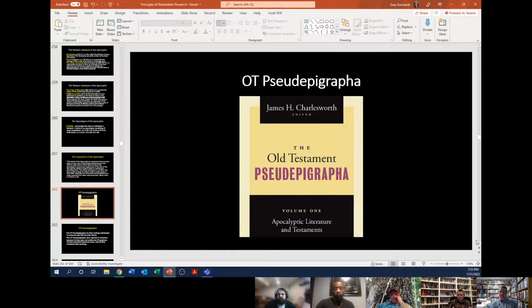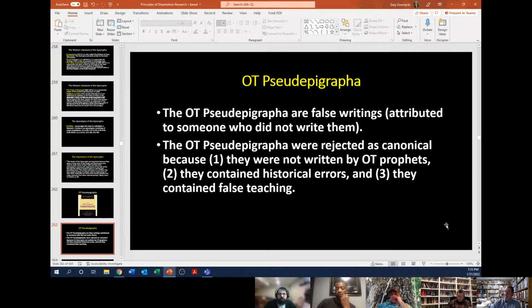You're going to find summaries of these pseudepigraphal books. Here, Charlesworth, the editor of a series of books that will give you the Old Testament pseudepigrapha. So pseudo, false, graphe, writings. So they're false writings. They're attributed to someone who did not write them in reality. Rejected as canonical, not written by Old Testament prophets. Again, like the Apocrypha, they contain historical errors, false teaching.